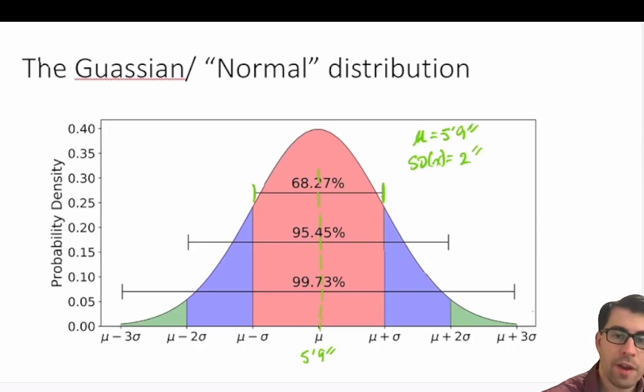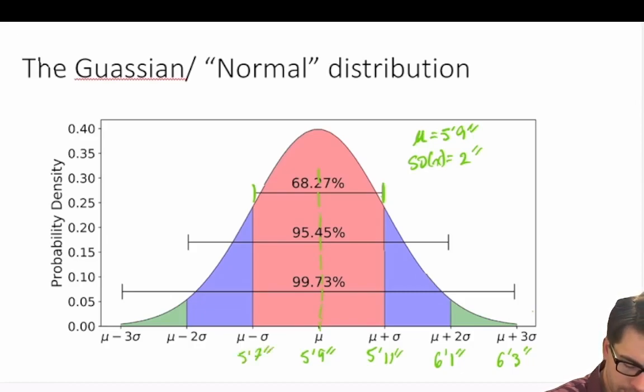So if we have an average of 5'9" as heights, plus 2 inches brings us to 5'11", plus another standard deviation gives us 6'1", plus another 2 inches gives us 6'3". In the opposite direction, 5'9" minus 2 inches gives us 5'7", minus 2 inches is 5'5", minus 2 inches is 5'3".